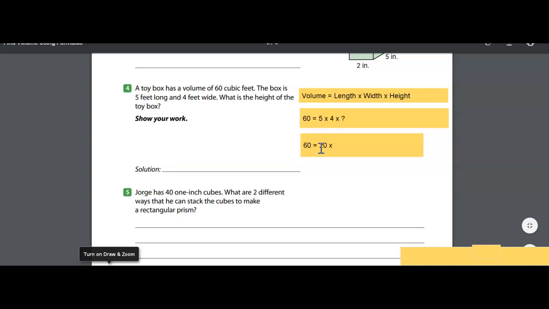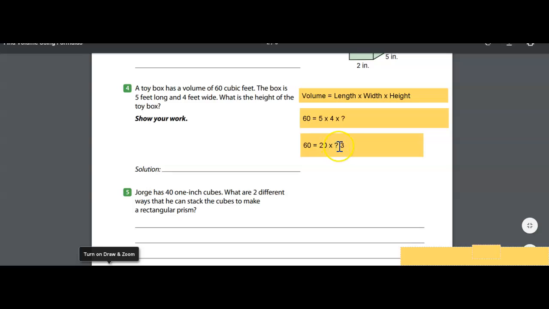But I still need to find my height. So that means I need to do what, boys and girls? I need to divide. But this may look a little intimidating. So I can also think to myself, what can I multiply 20 by to get 60? So I know that 2 times 3 is 6. And if I add a 0, that will give me 60. So that means my height will be what, boys and girls? 3. So 3 will be my height.